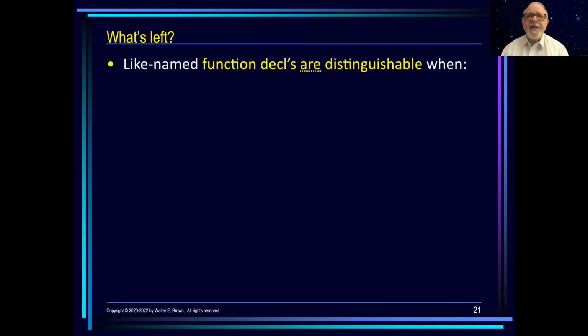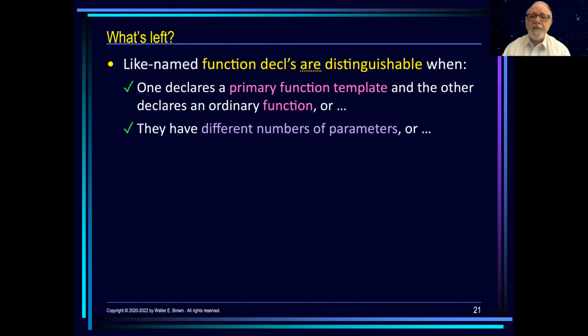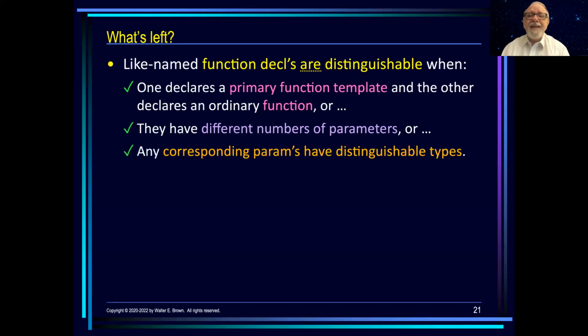Well, function declarations with the same name are distinguishable when one declares a primary function template and the other declares an ordinary function, or they have different numbers of parameters, or any two corresponding parameters have distinguishable types. So we've sort of kicked the can a little bit down the road. Functions are distinguishable if corresponding parameters are distinguishable.